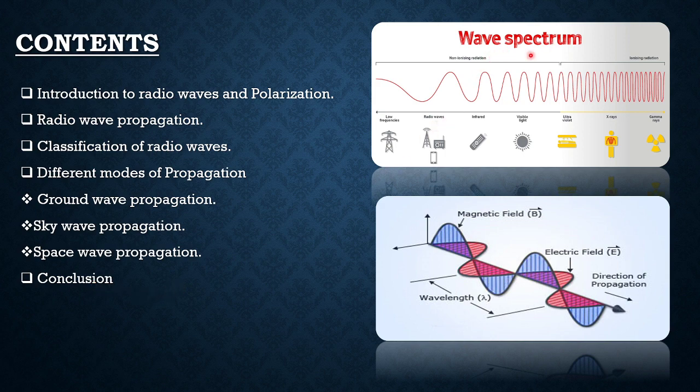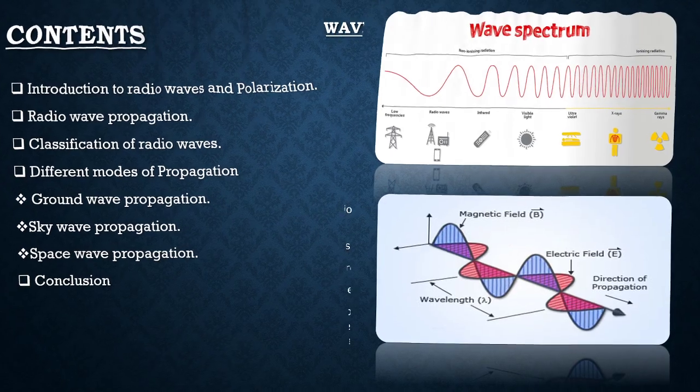Here you can see the wave spectrum. It is a range of all types of electromagnetic radiation arranged on the basis of frequencies and wavelength. This picture depicts how the electromagnetic wave propagates, and it comprises both electric and magnetic fields.